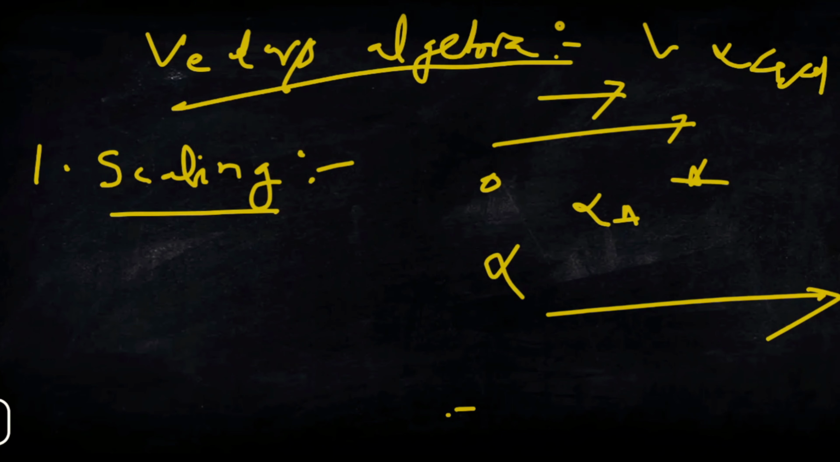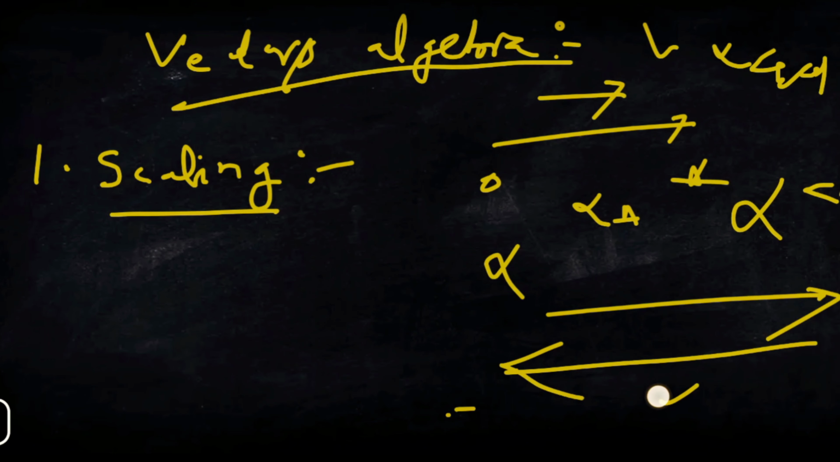That is scaling of a vector. If alpha is minus 1, then the magnitude remains the same but the direction of the vector reverses. If alpha is less than minus 1, the magnitude changes and the direction is reversed. That is the scaling of a vector.